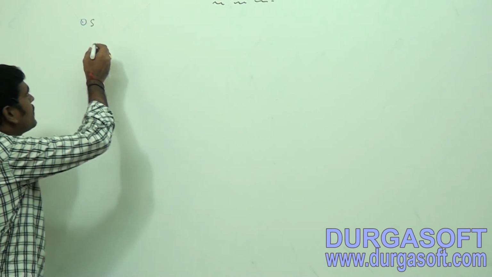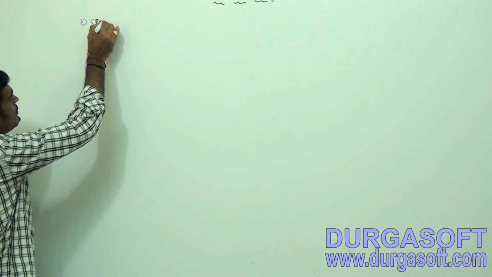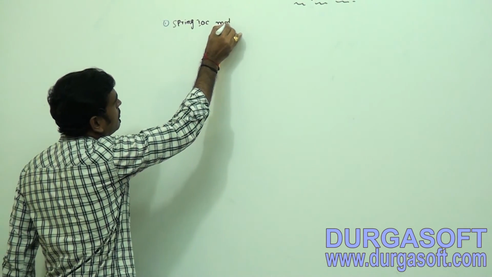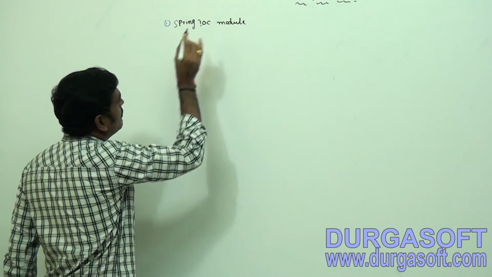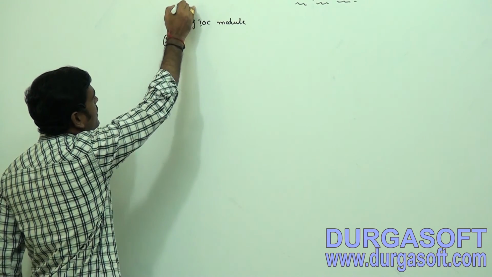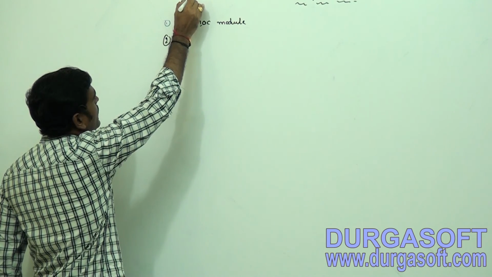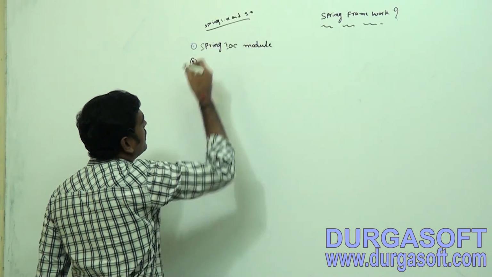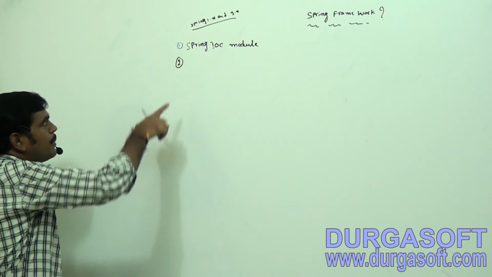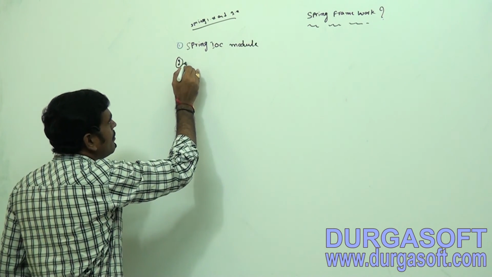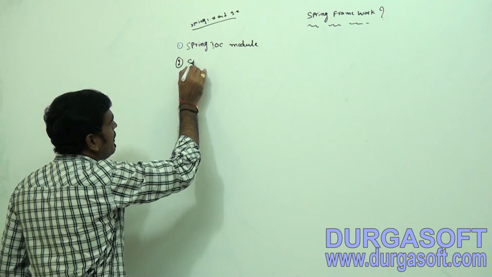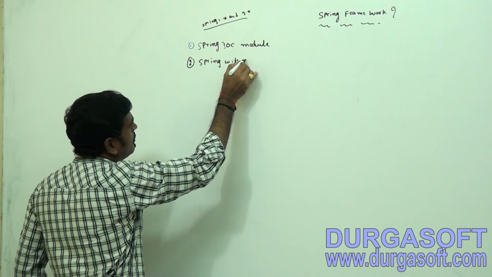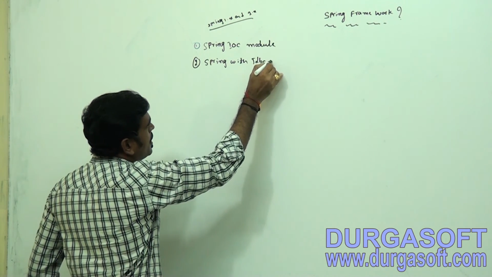Number 1, Spring IOC module. In Spring 1.x and 2.x, there are a total of 7 modules. Number 1, Spring IOC module. Number 2, Spring with JDBC module.